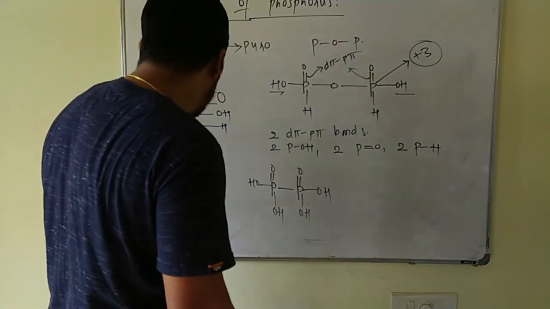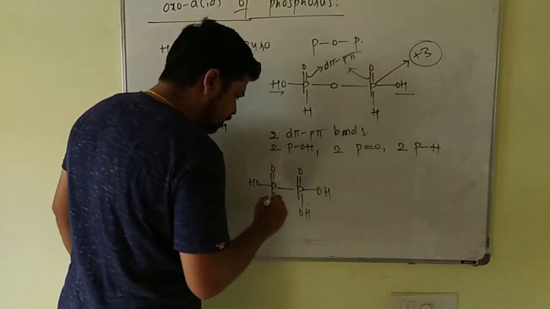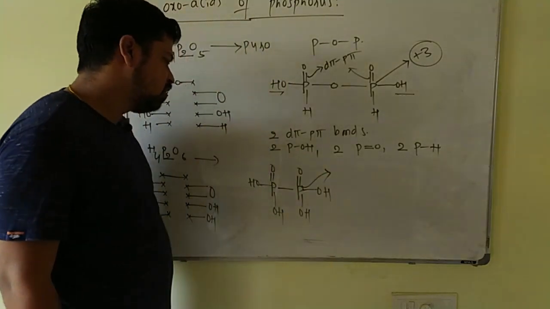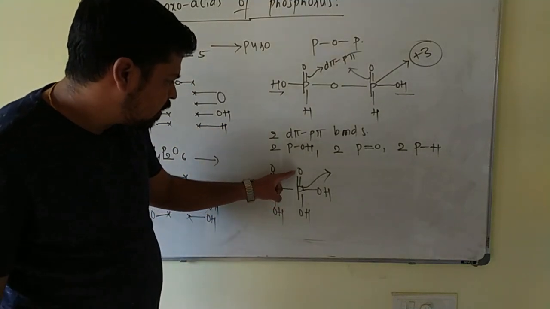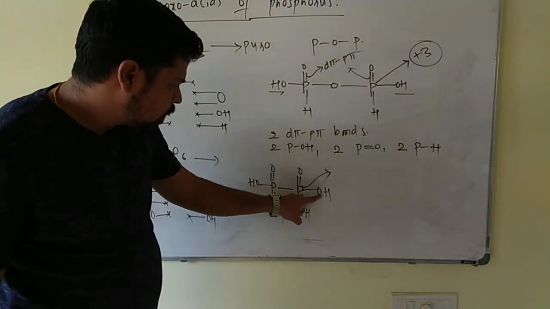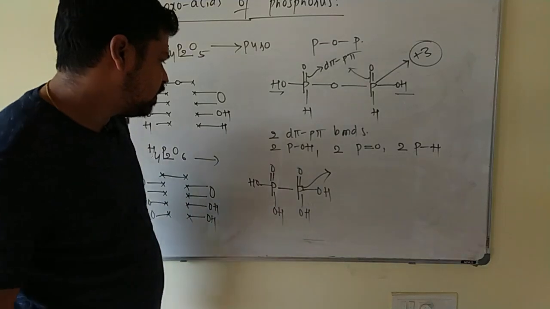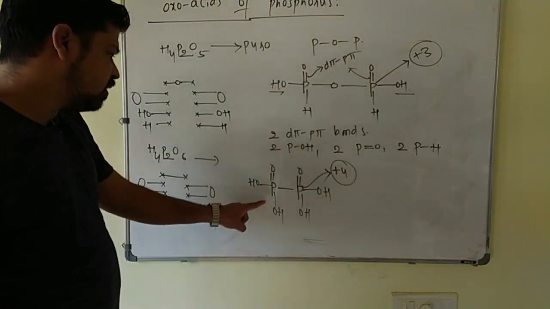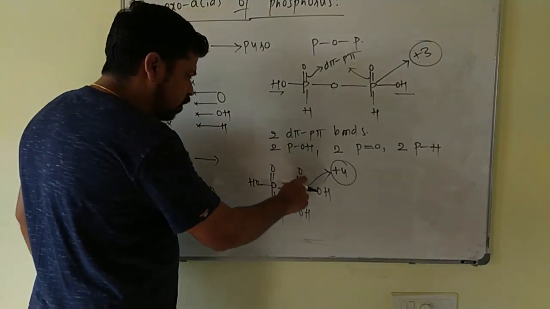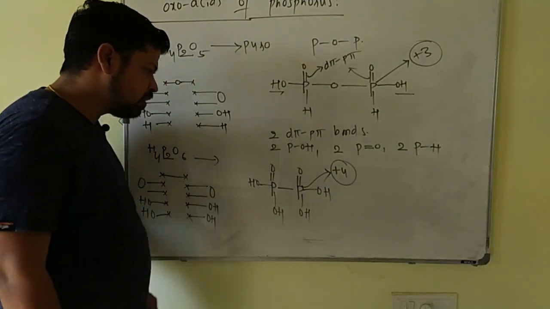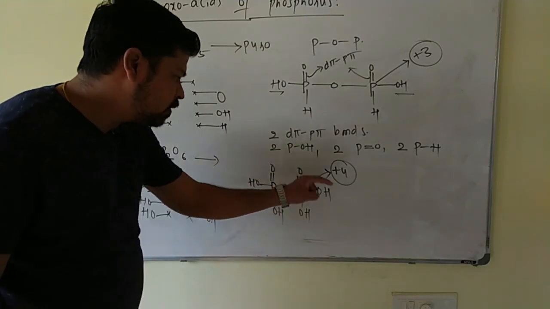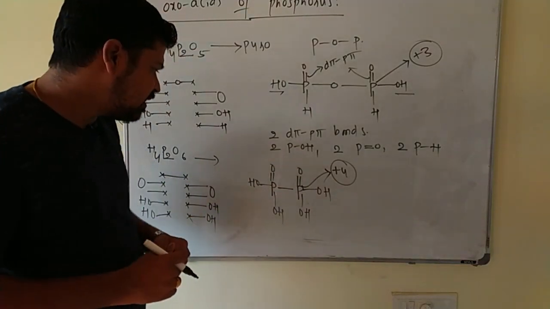Okay. Next one. In this one, what is the oxidation state of the phosphorus? Oxidation state is what here? This is a plus 2, plus 3, and plus 4. Okay. So oxidation state is plus 4 here. This also plus 4, and it contains what? 2 p5d5 bonds. This also p5d5. It contains 4 POH bonds. So it is a tetrabasic acid.